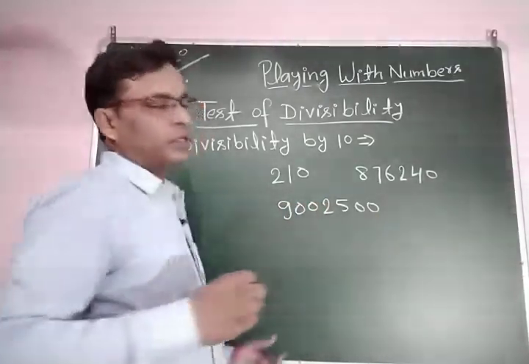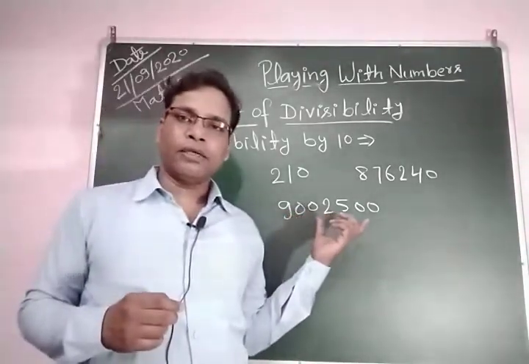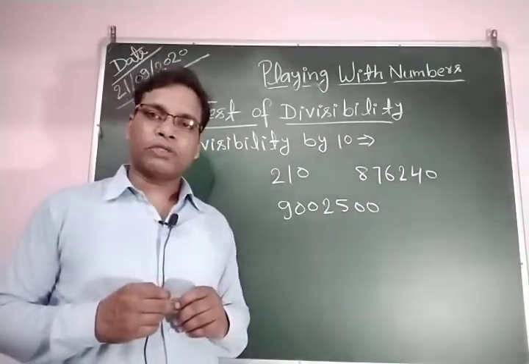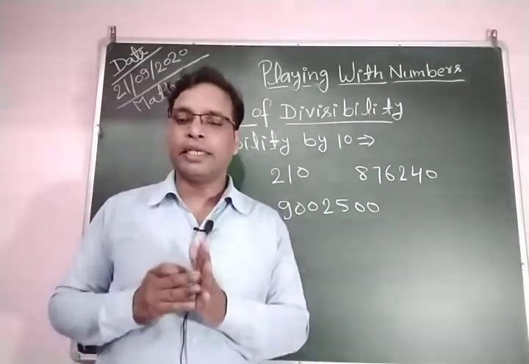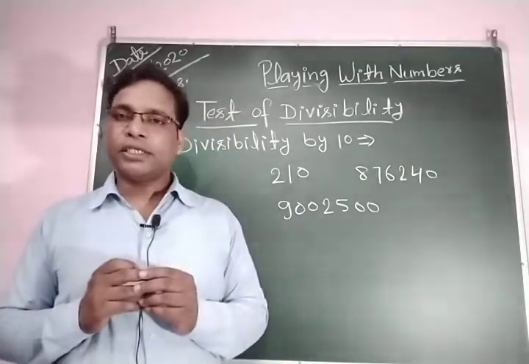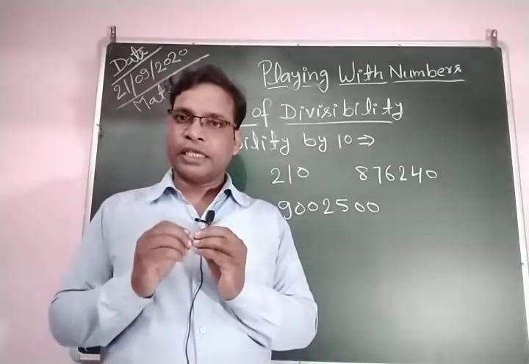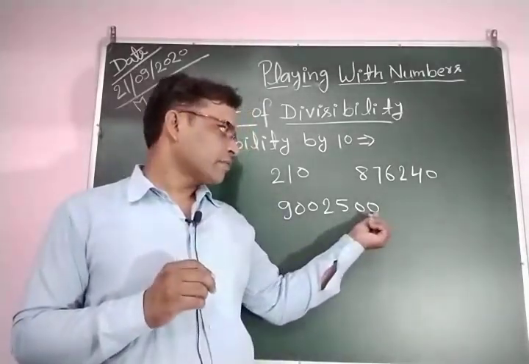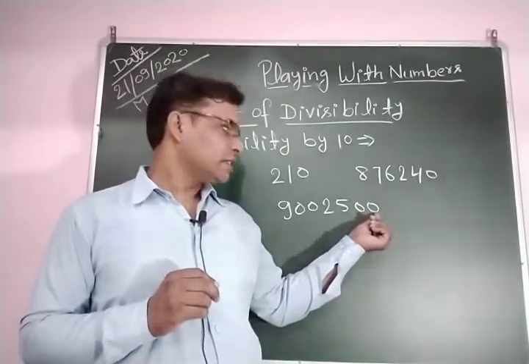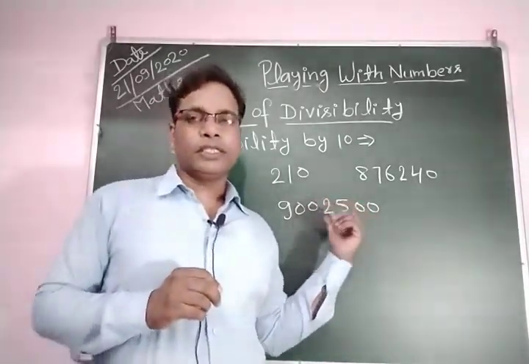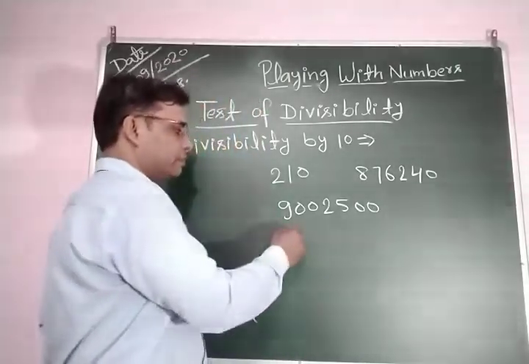Another example you can write: 9002500. Is this number divisible by 10 or not? Of course, for this you know very well a number is divisible by 10 if its last digit, meaning the unit place digit, is 0. So here you can see its last digit is 0, so this number is divisible by 10.